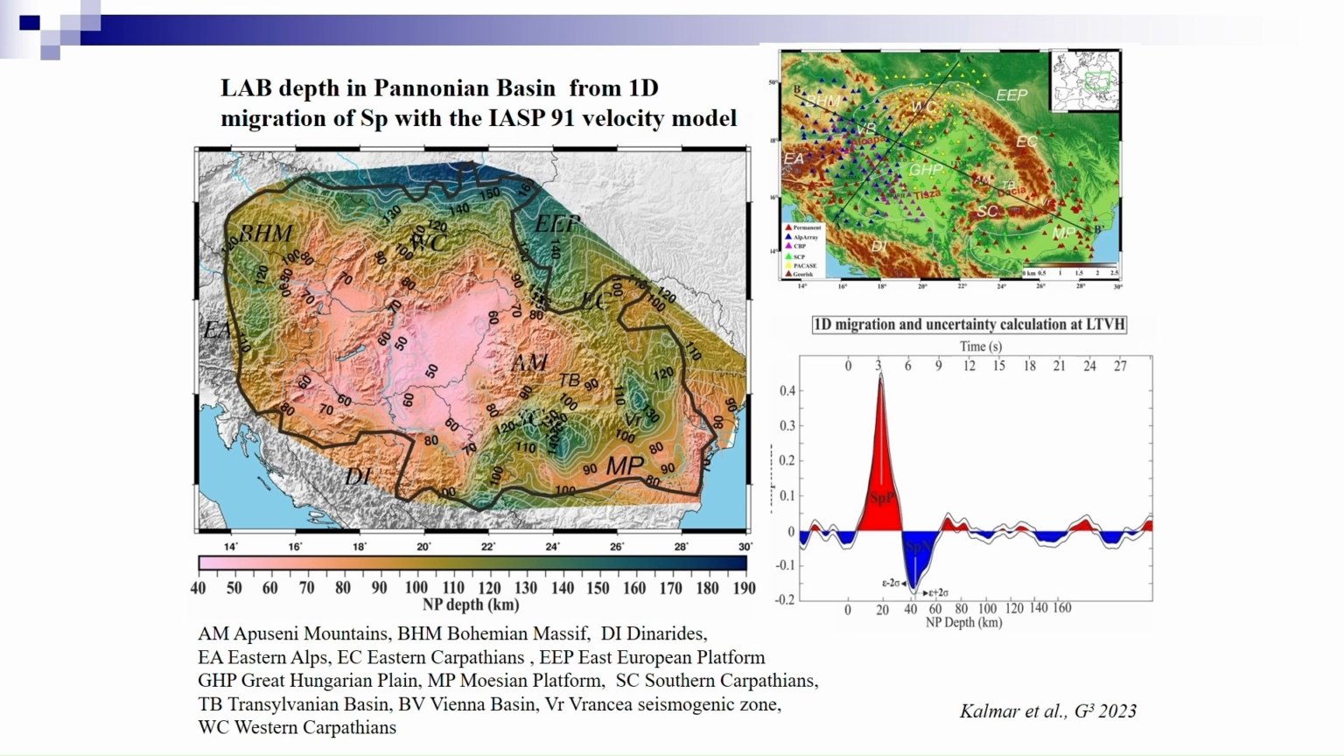Contrary to the thick lithosphere of the Baltic Shield, this slide shows a shallow LAB in the Pannonian Basin, surrounded by the mountain ranges of the Carpathians, the Alps and Dinarides. The lithosphere thins to about 50 kilometers in the central part of the Pannonian Basin.